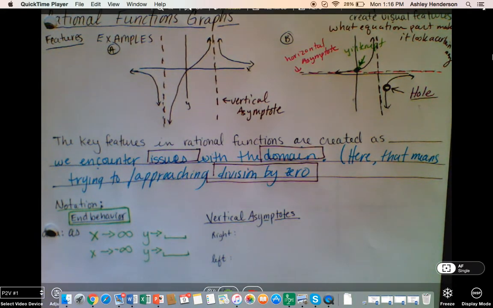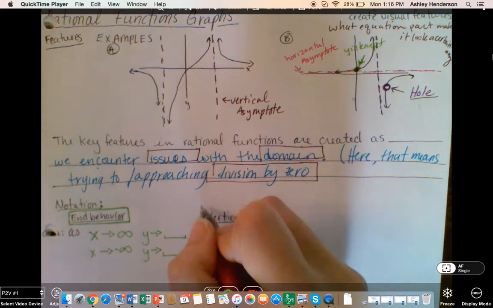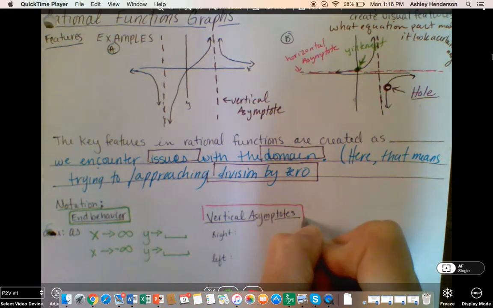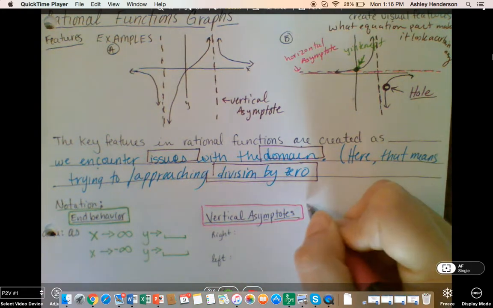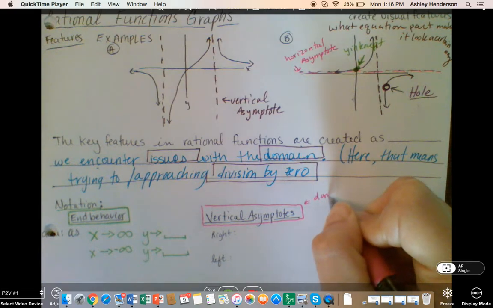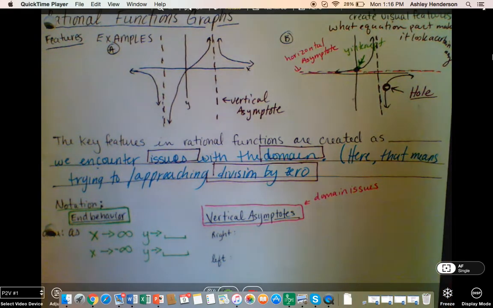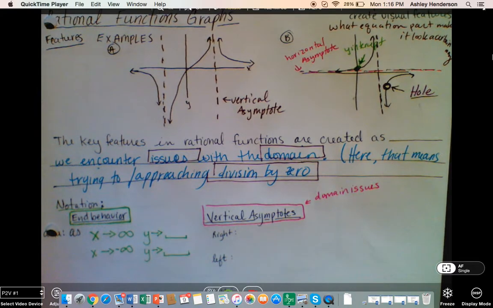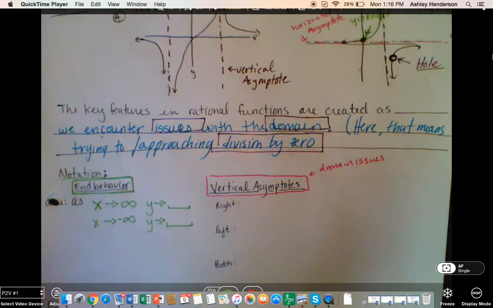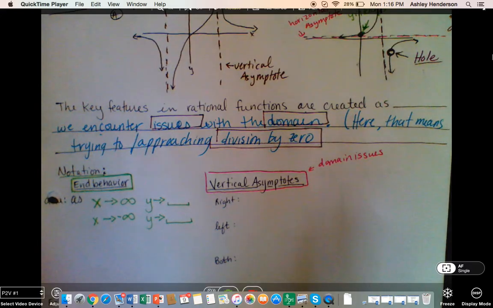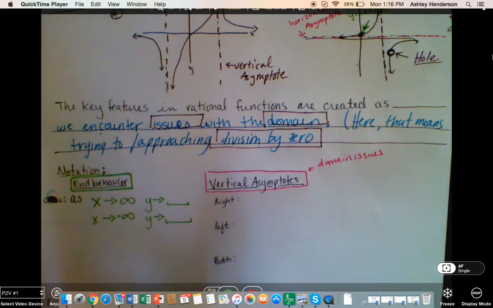Vertical asymptotes are a little bit different because we're talking about domain issues. So domain issues are what are causing those vertical asymptotes. That's what we looked at the other day when we built the table and we tried to do numbers that were really, really close to the right of our asymptote or our domain problem and to the left of that.